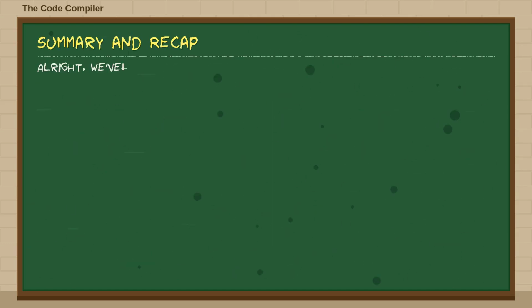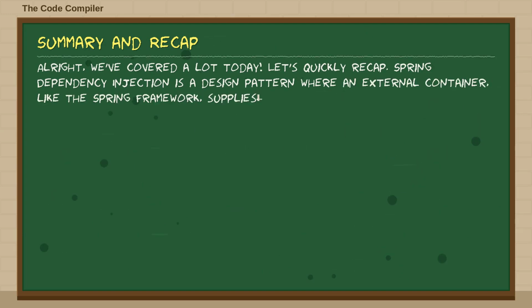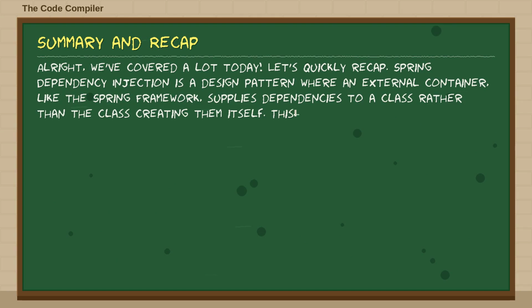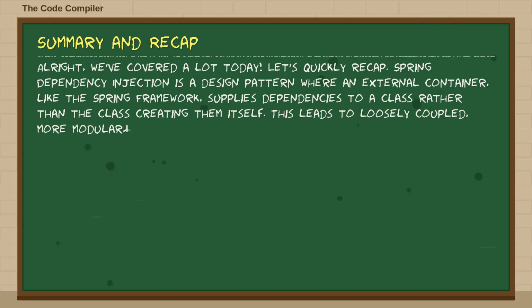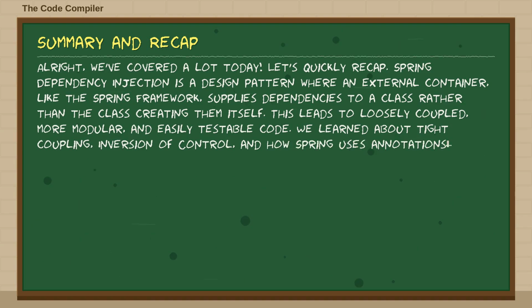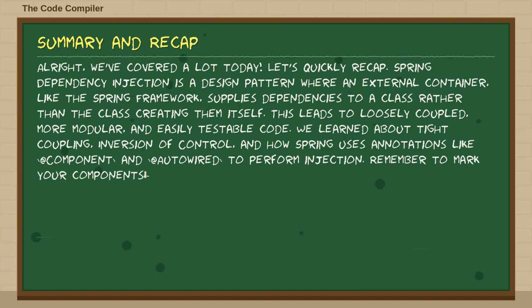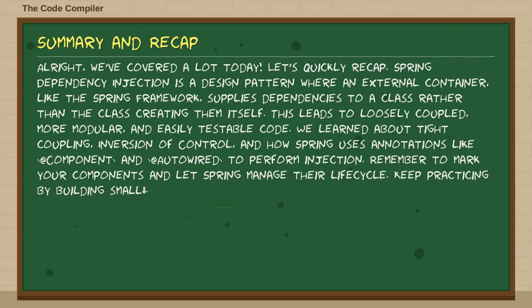Alright, we've covered a lot today. Let's quickly recap. Spring Dependency Injection is a design pattern where an external container, like the Spring framework, supplies dependencies to a class rather than the class creating them itself. This leads to loosely coupled, more modular, and easily testable code. We learned about tight coupling, inversion of control, and how Spring uses annotations like @Component and @Autowired to perform injection. Remember to mark your components and let Spring manage their life cycle.